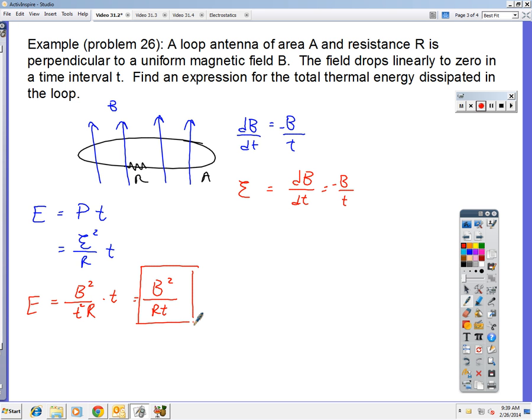So, a relatively straightforward problem. This is the kind of thing that AP really likes. You need to know physics to do it, but it also doesn't take very much time, and you don't need to do a whole lot of math in the process.